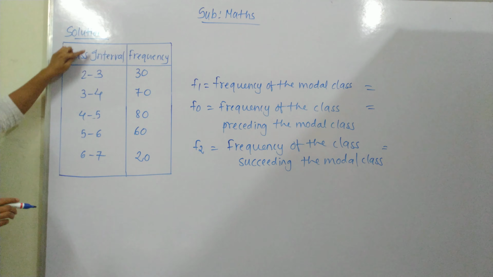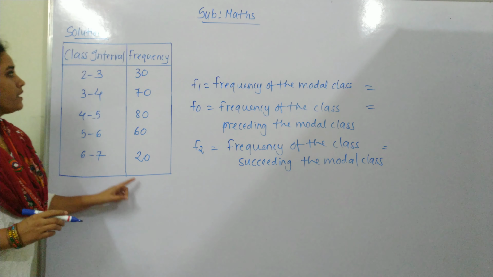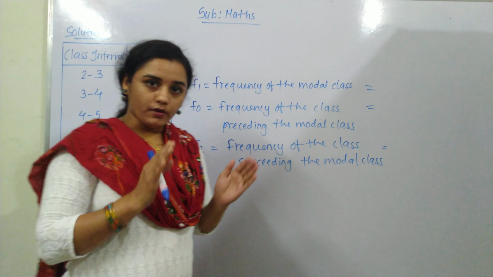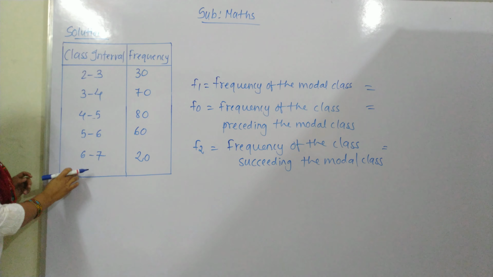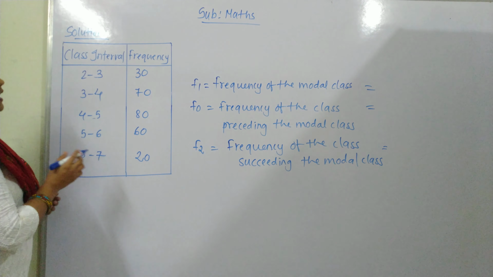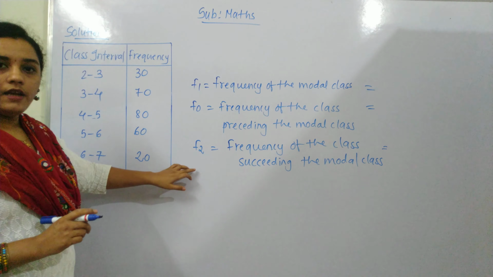Solution: these are the class intervals and these are the frequencies. Okay. Now, one condition is there: classes should be continuous. Now for this example, 3, 3, 4, 4, 5, 5, 6, 6 means classes are continuous. Okay. Now we have to find values of F1, F0 and F2.